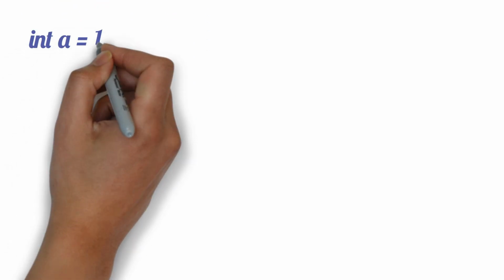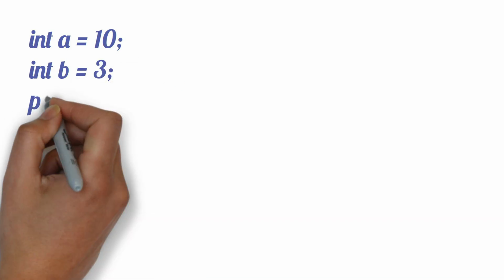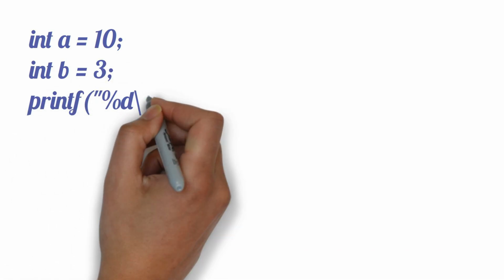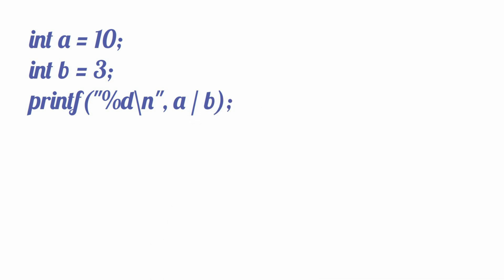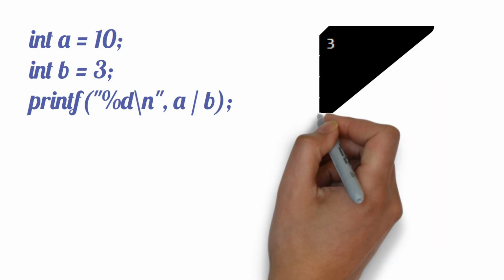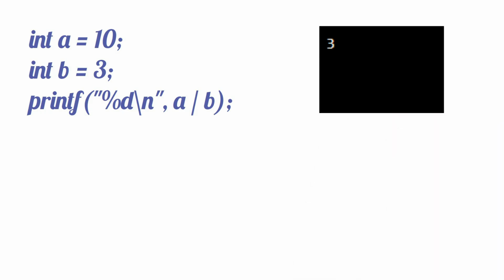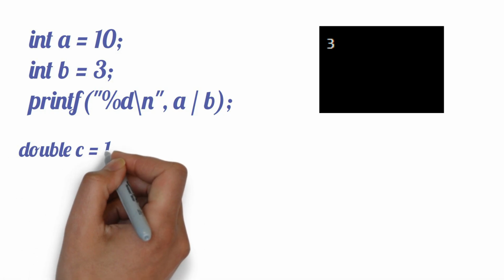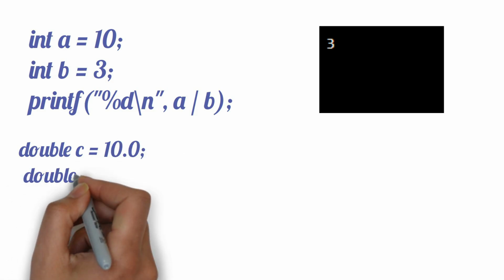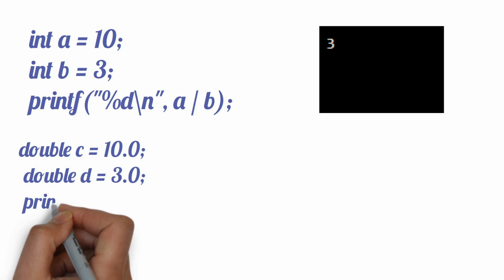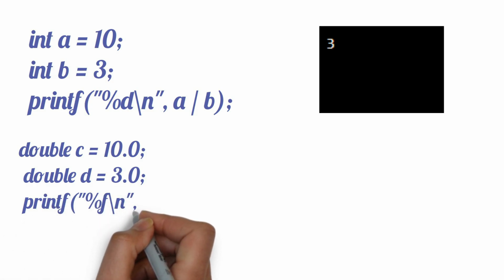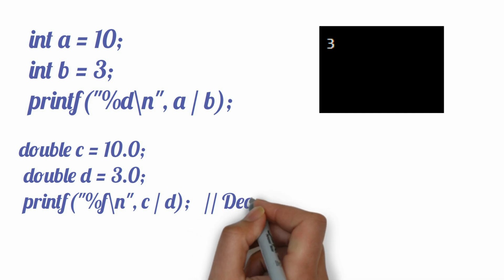Now check this code where I'm initializing the value of a as 10, b as 3, and I'm printing a divided by b. As you can see, I'm printing a divided by b, but 10 divided by 3 is 3.3333. Since I'm printing the integer value, only 3 will be displayed. Next, I'm assigning the value of double c as 10. Next, I'm initializing a variable double d as 3. And next, I'm printing c divided by d, that is 10 divided by 3.